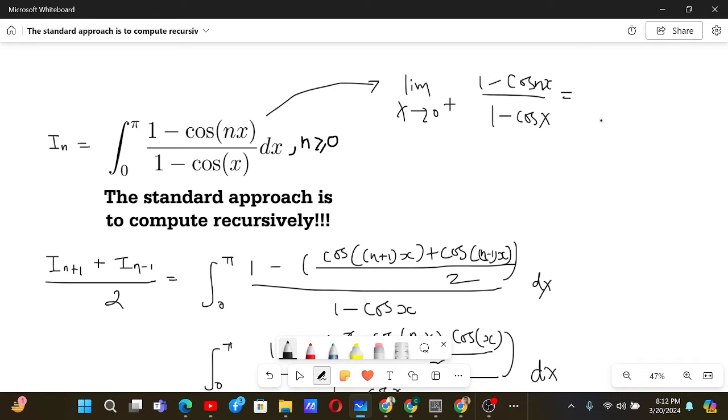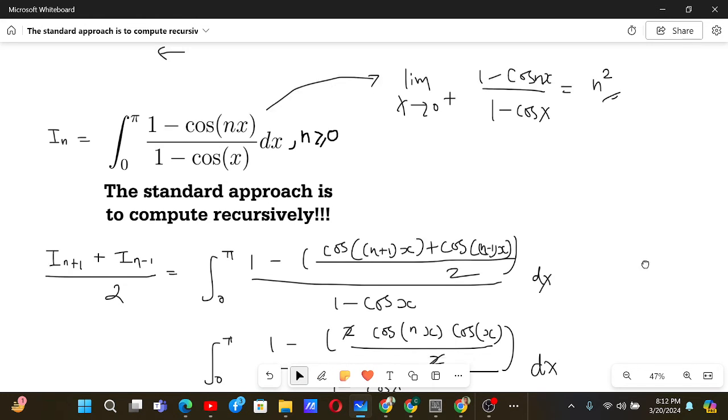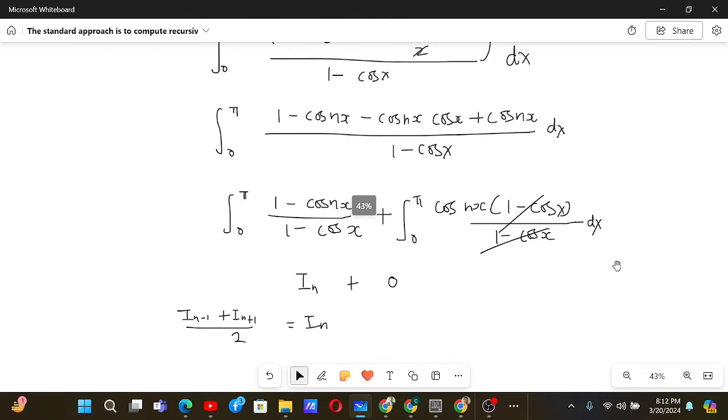Again, that will be 2 cancels out, and n square x square by 4 by x square by 4, so that this is just n square. So this limit is actually a finite number, and so the limit is actually bounded on the lower side, and so this integral is also finite. But that's really not needed to solve the problem.